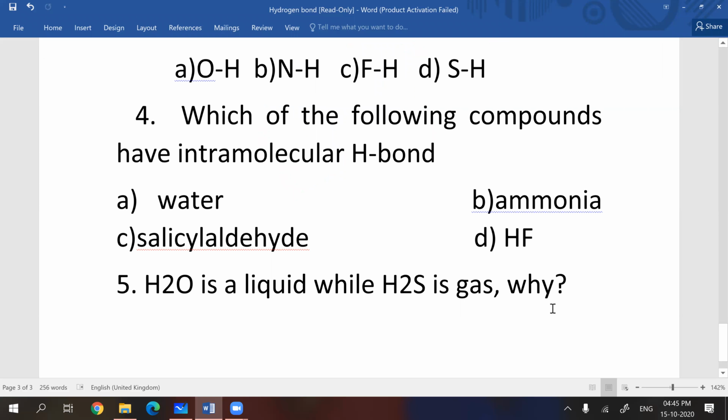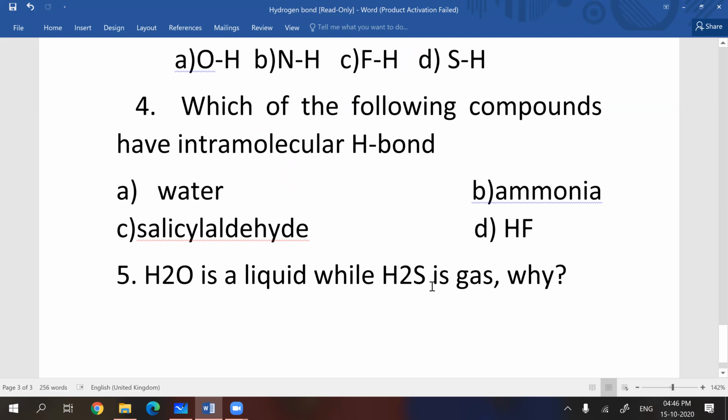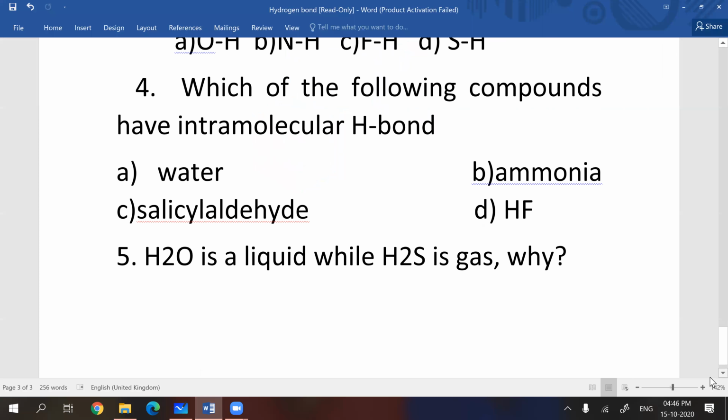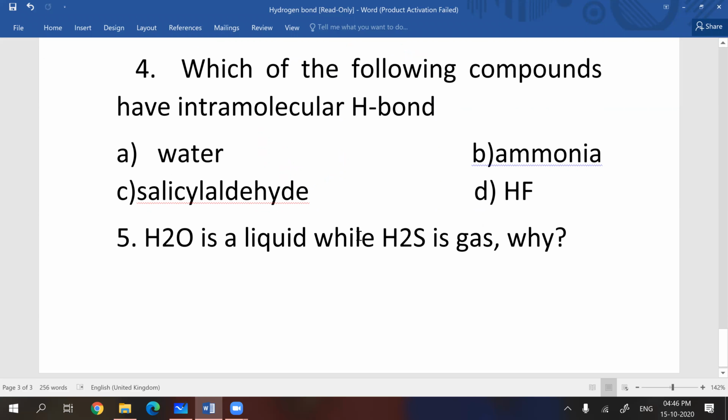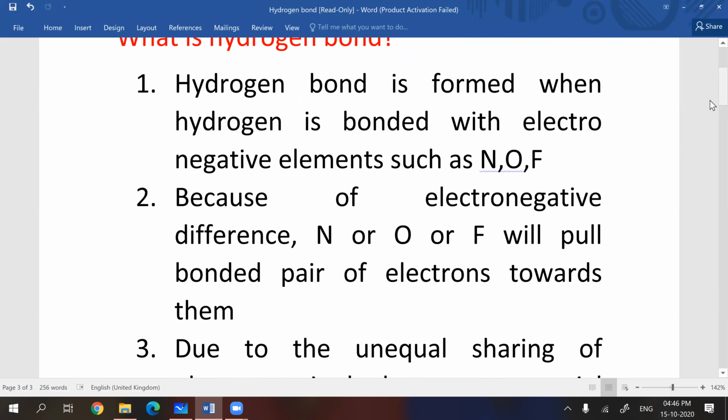H2O is liquid while H2S is a gas. Well, H2O has hydrogen bond, whereas H2S doesn't have hydrogen bond. The reason is sulfur is a heavier, bigger element, so it doesn't form any hydrogen bond. Okay, so that's all about hydrogen bond.